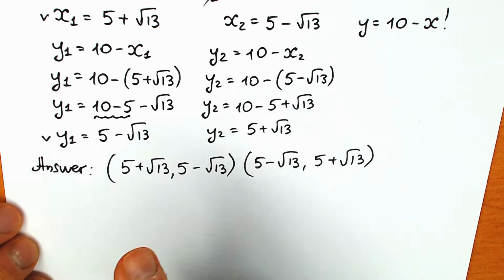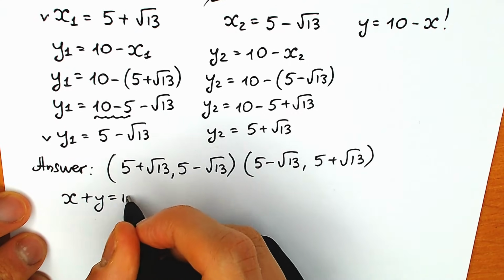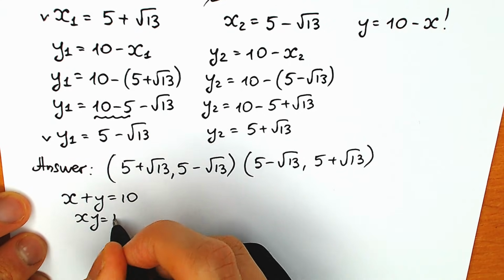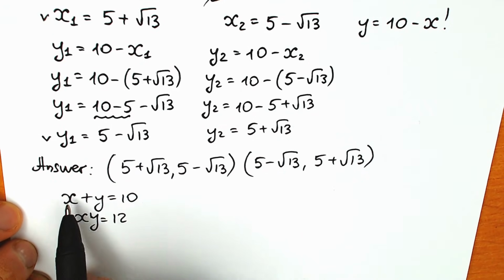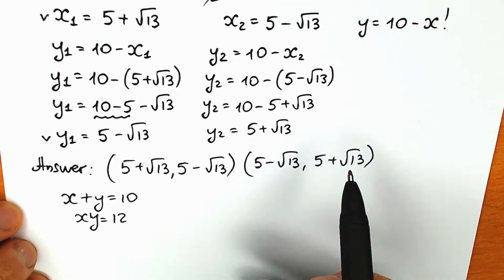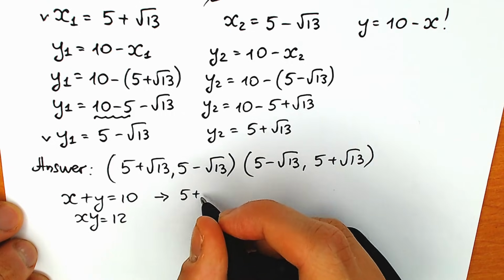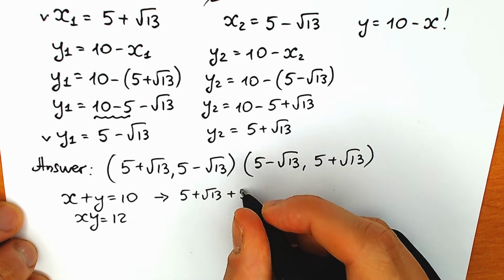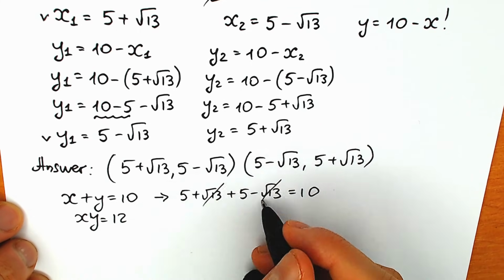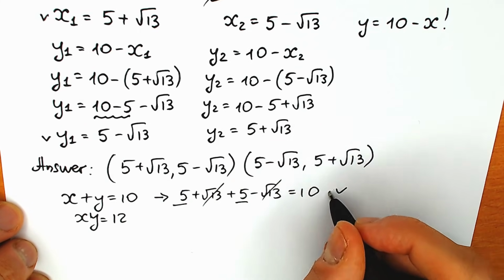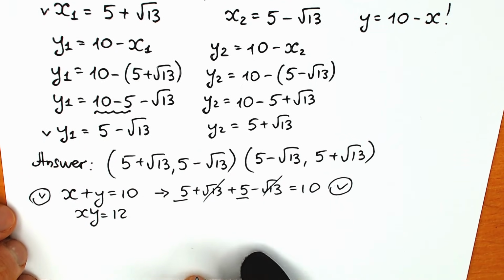And in the end, let's check it real quick. So let's write our question from the beginning. So x plus y equal to 10 and xy equal to 12. We have really great mathematical operations because x plus y is the same as y plus x. That's why we don't need to check both of these pairs. For example, let's check this one. So 5 plus square root of 13, this is our x, plus y, but y equal to 5 minus square root of 13, equal to 10. As a result, we can cancel these square roots, so we have 5 plus 5 equal to 10. So the first equation is great for us. We plug in our roots, and everything is great.